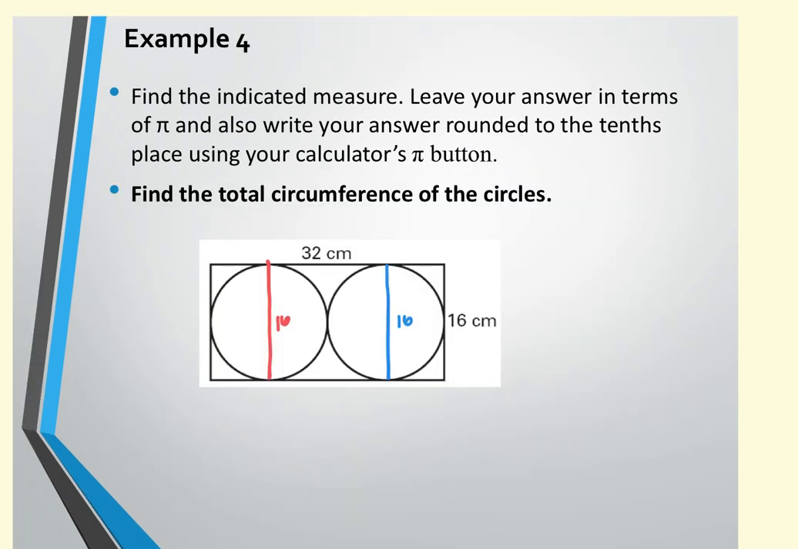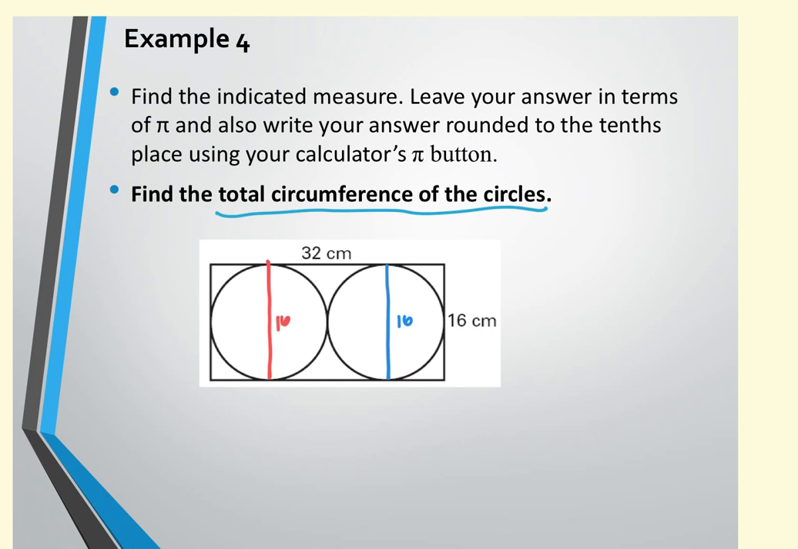Okay. All right, 4 says find the indicated measure. Leave your answer in terms of pi. Same set of instructions, but we're looking for the total circumference of the circles. You want to walk me through it? Yeah. I know the diameter is 16. Good. And either direction, right? Either top to bottom is 16 or the left to right all the way through both circles is 32. So they would both be 16 the other way too. Okay.